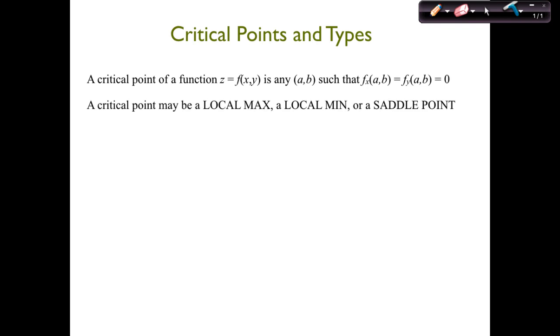And so we saw the three types are local max, which is a high point in all directions, local min, a low point in all directions, and a saddle point, which has at least one direction that's a low point and one direction that's a high point. But it could have more. And I'll show you that later.